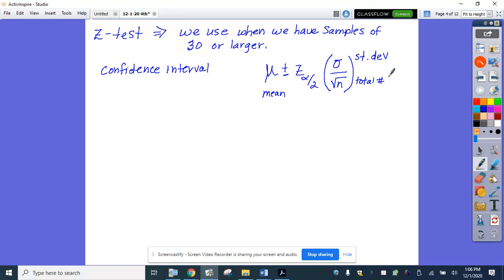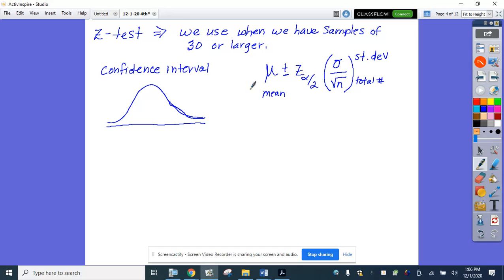Okay, so if we're looking at this, I'm going to do a problem, and I'm going to draw the picture so you can see it a little bit better. Okay, so here is my bell curve. It's not real straight, but close enough.